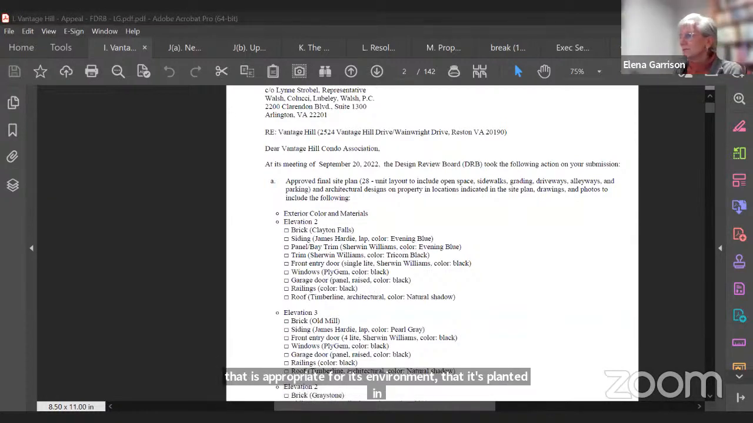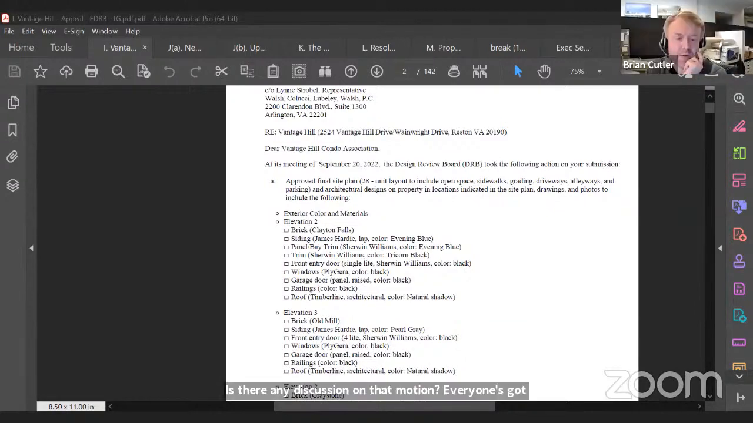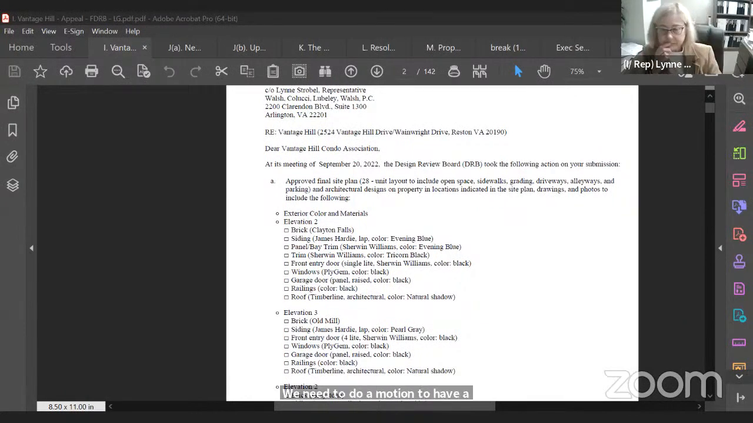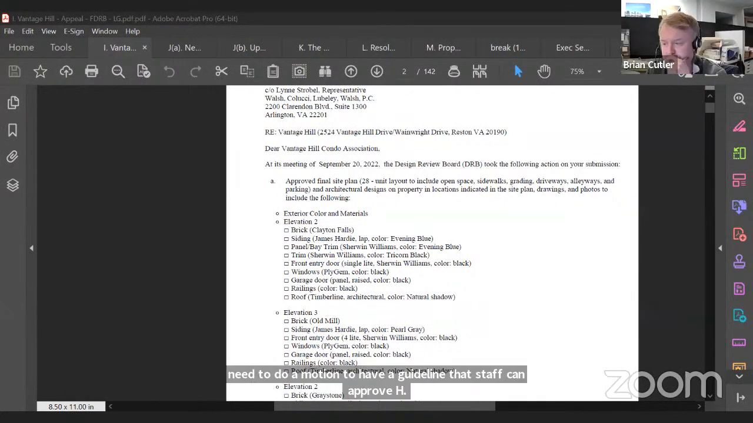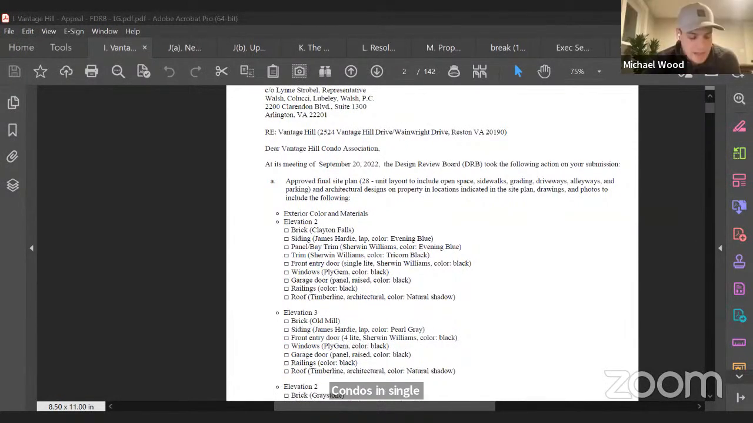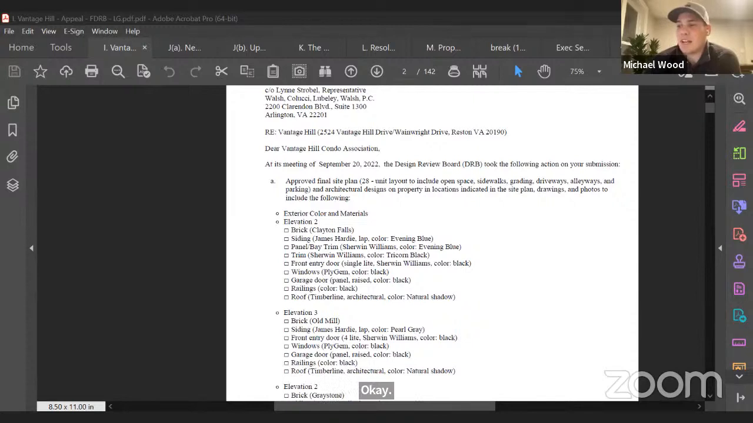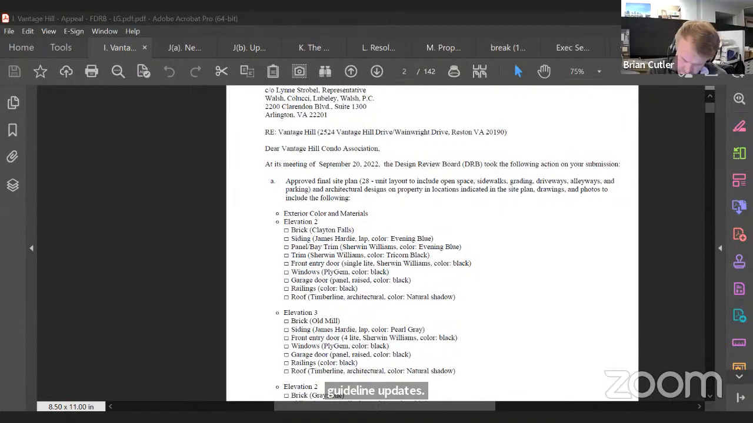I'll second. All right, so there's a motion, there's a second. Is there any discussion on that motion? Michael, I have a question on that. Do we need to do a motion to have a guideline that staff can approve HVAC location on condos and single family? Correct. I believe it's up for discussion later tonight from staff, about our design guideline updates. So we'll be talking about that later, Brian. Got it. Thanks.